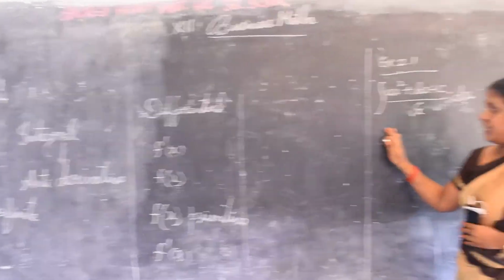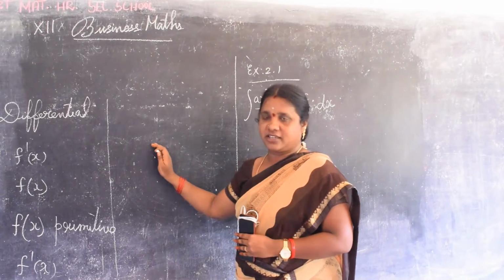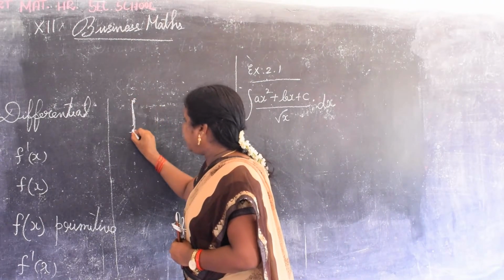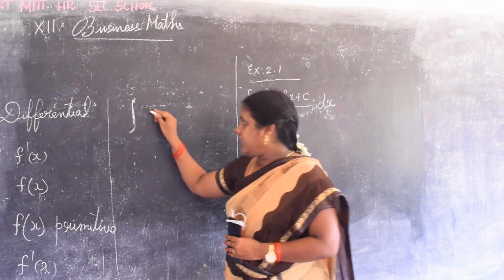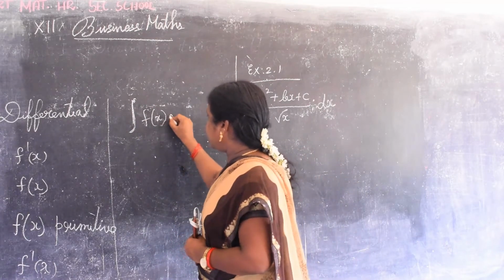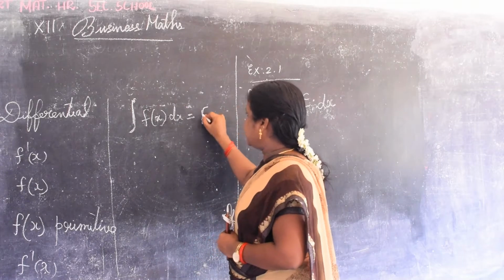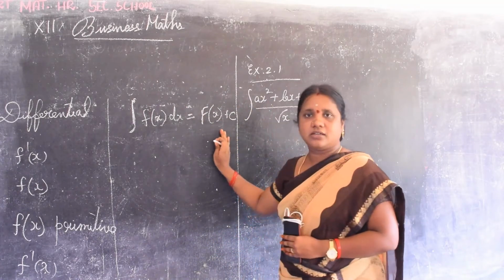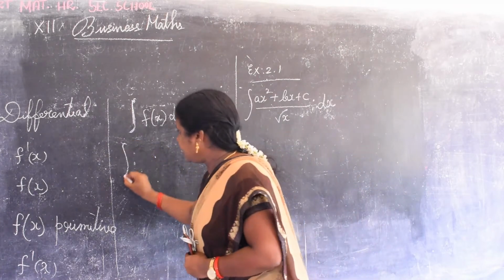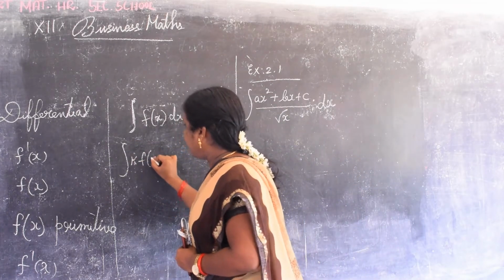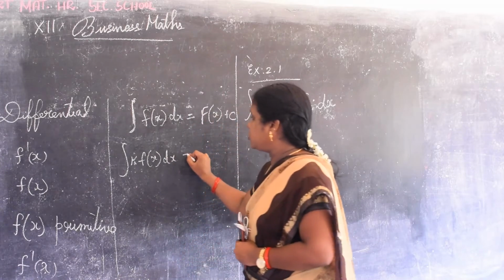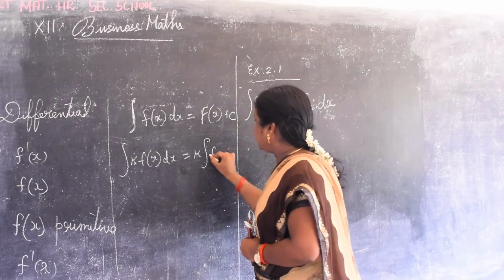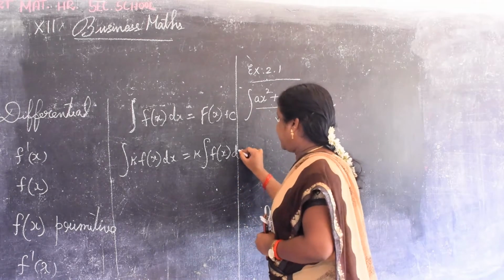See here, in exercise C, some properties are given. Listen, integral, this is the symbol of integral, the elongated S. Integral f of x dx, we can write it as f of x plus c. Here c is a constant. Next one is integral k f of x dx is equal to k integral f of x dx, here k is constant.